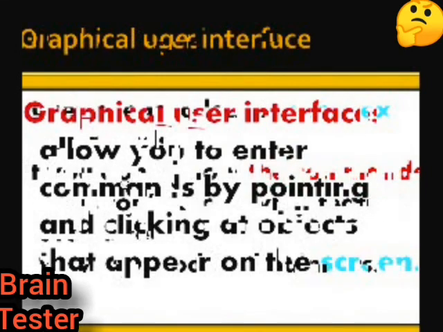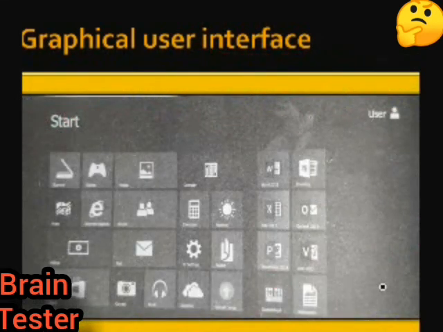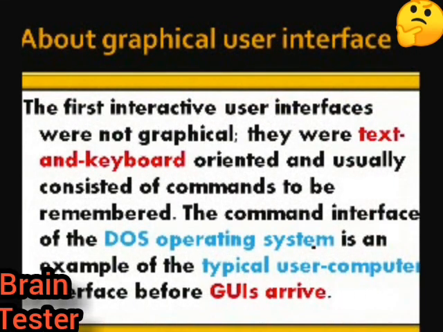Now, the graphical user interface. The graphical user interface allows you to enter commands by pointing and clicking at objects that appear on your screen. Next slide is about the graphical user interface. The first interactive user interfaces were not graphical. They were text and keyword oriented and usually consisted of commands. The command interface of the device operating system is an example of a typical user computer interface before GUIs arrived.